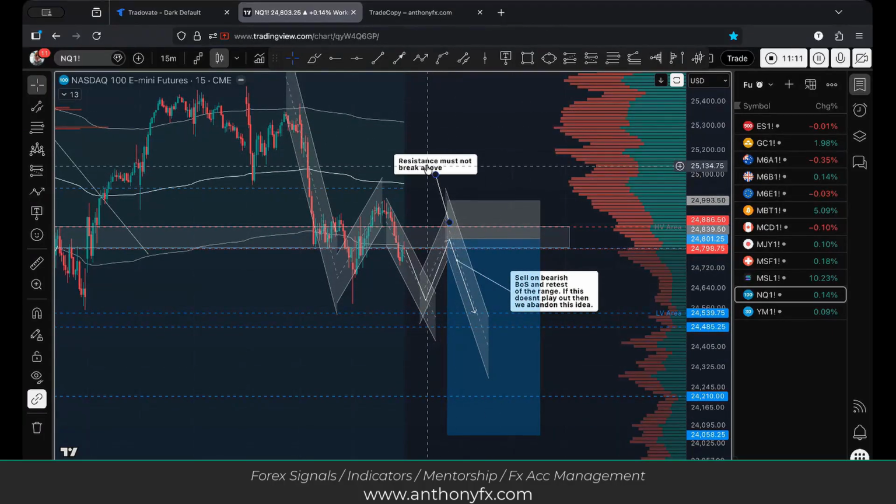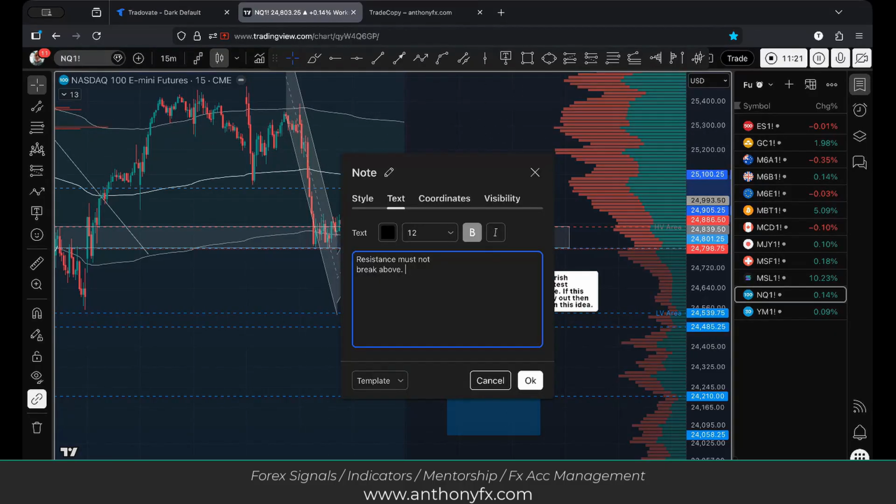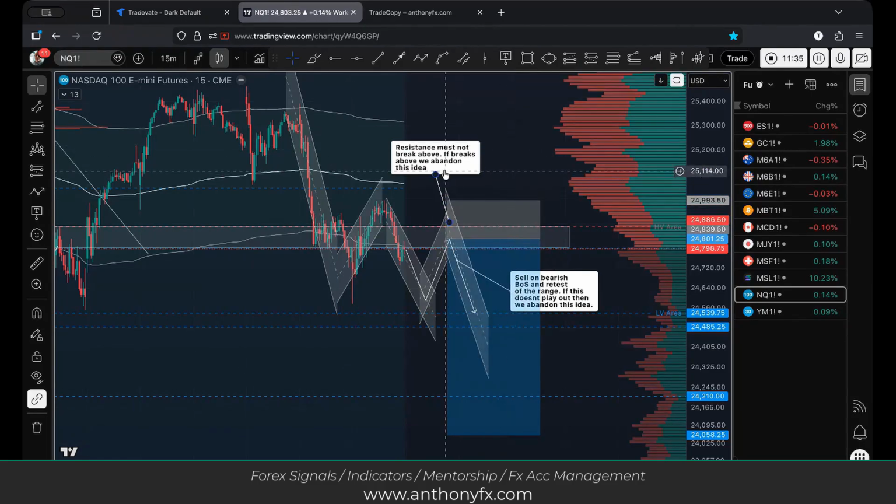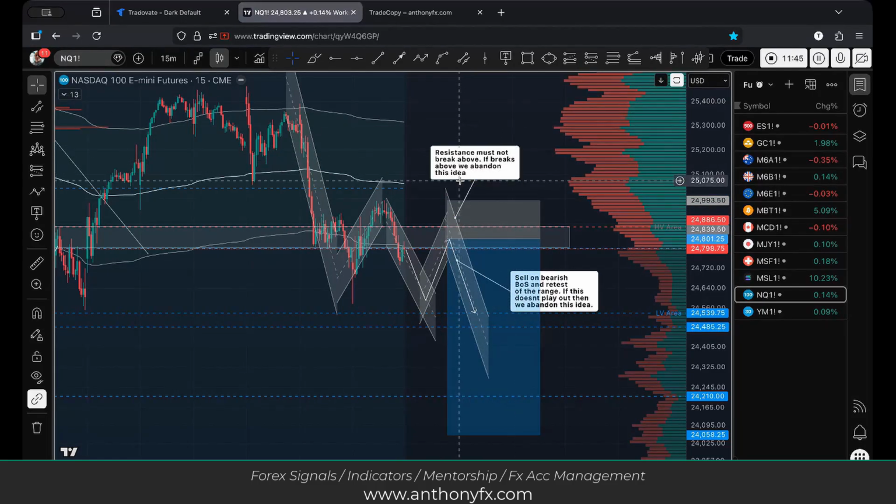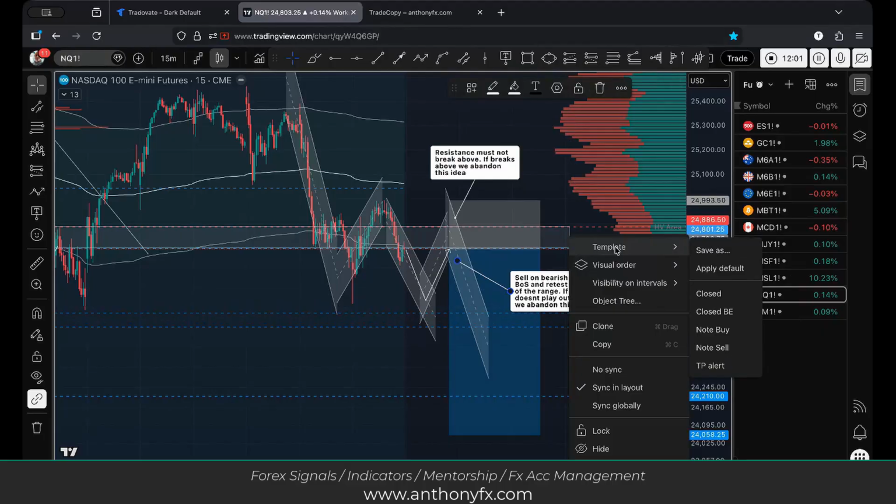If it breaks above, then we abandon it, all right? If it breaks above, we abandon this idea. That's important. Must not break above. If it breaks above, we abandon the idea. Sell on the bearish break of structure and retest into here. Well, there's a plan, guys.